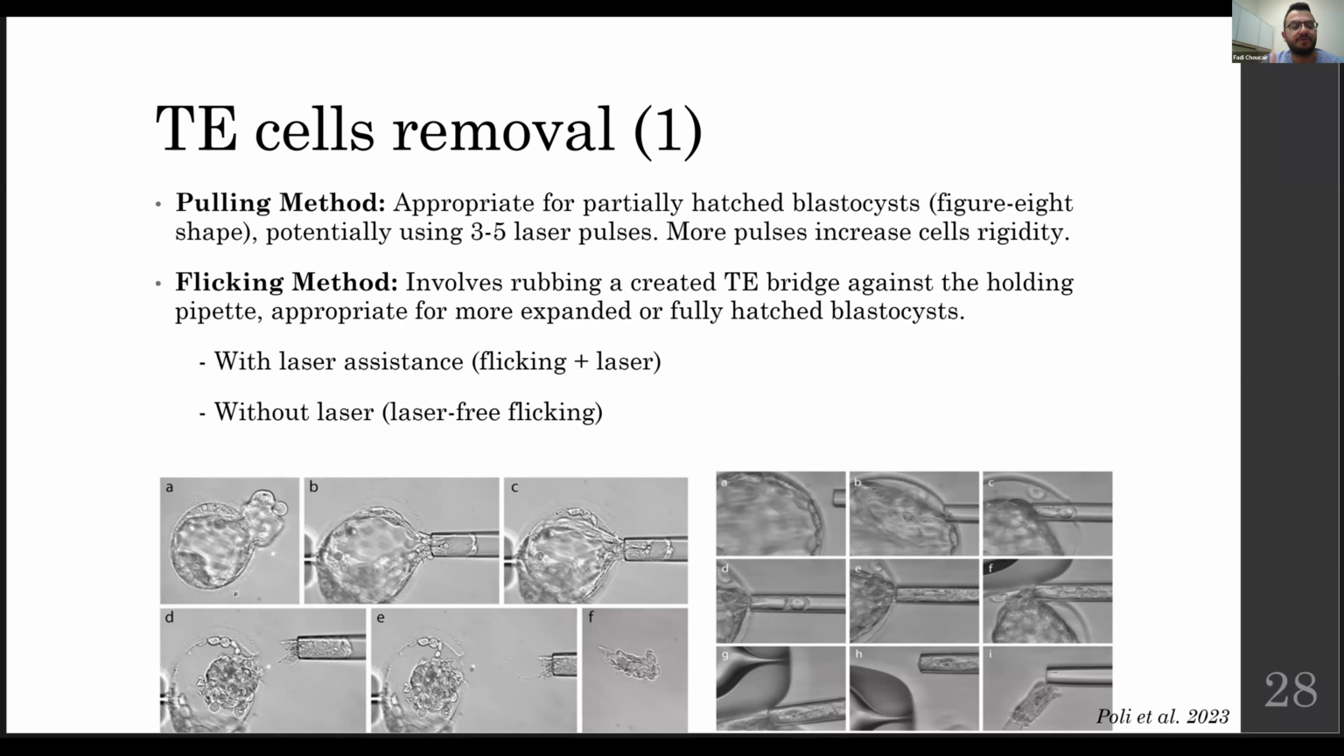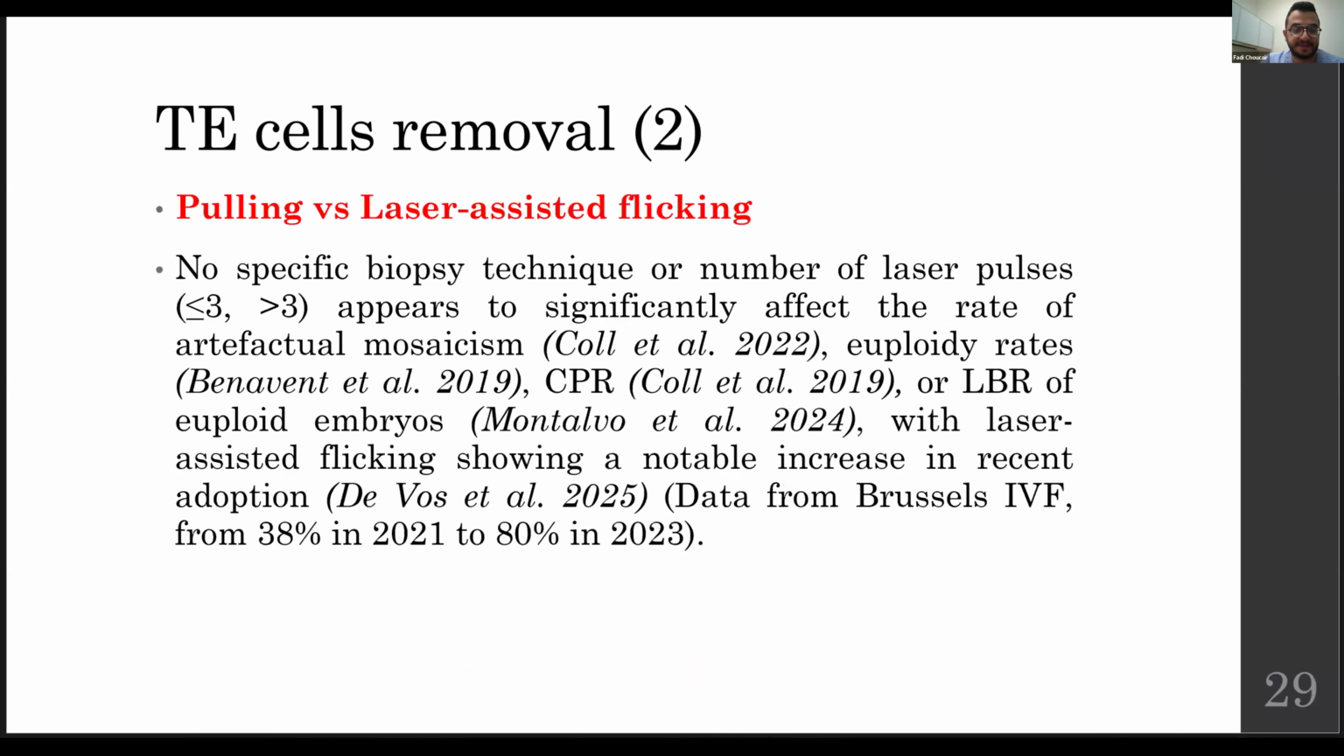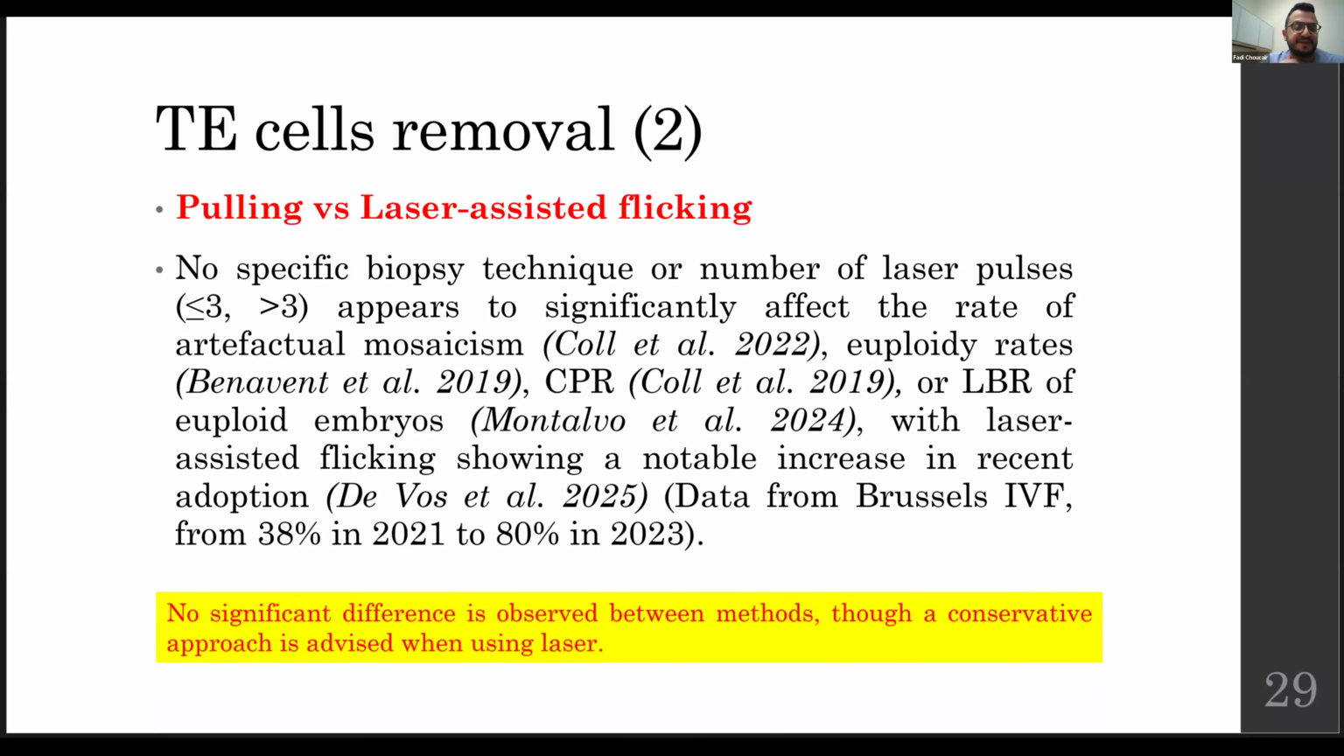For flicking, we have two methods, with laser assistance and without laser. With laser, we fragilize the cells a bit with the laser. And here we're going to see the evidence, pulling versus laser-assisted flicking. No specific biopsy method or number of laser pulses appears to affect mosaicism, euploidy rate, or clinical outcomes. And laser-assisted flicking showed a notable increase in recent adoption around the world, so it's widely used now. No significant difference is observed between flicking, laser-assisted flicking and pulling. Though a conservative approach is advised when using a laser.